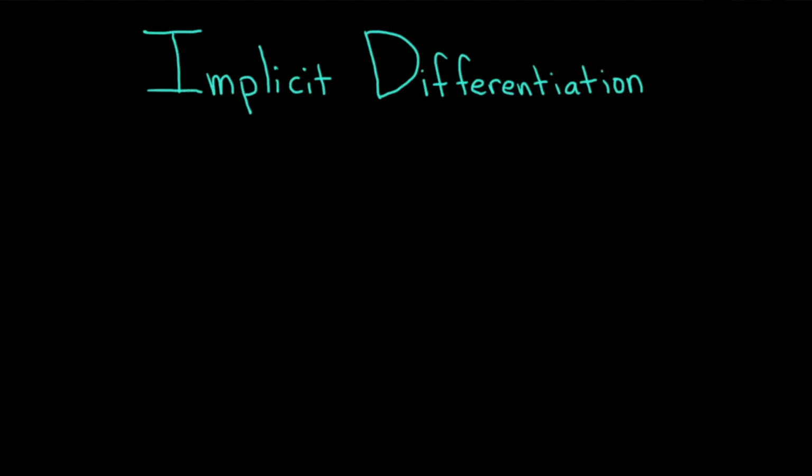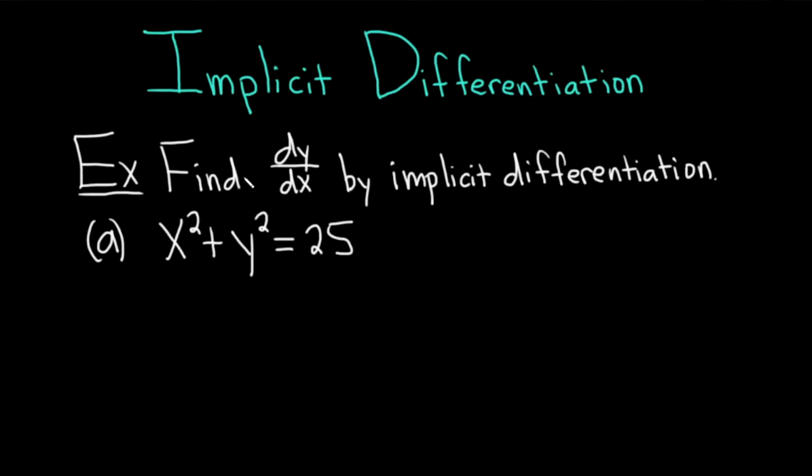In this video, we're going to look at implicit differentiation. Let's do some examples. The directions say to find dy/dx by implicit differentiation. In the first example, part A is x squared plus y squared equals 25.